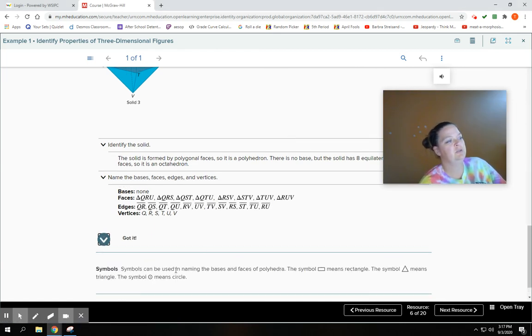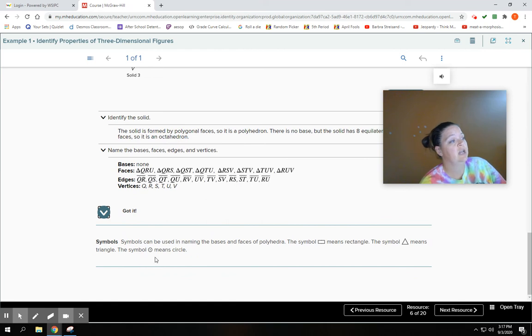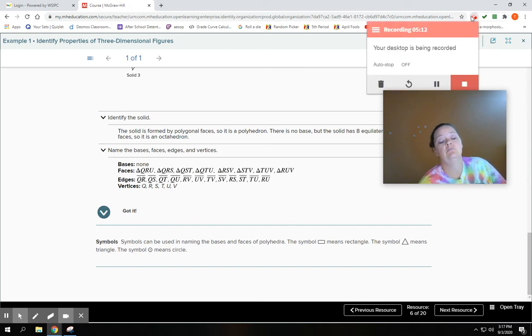Symbols can be used in naming the bases and faces of polyhedra. The symbol that looks like a rectangle means rectangle. This symbol that looks like a triangle means triangle. And the symbol that looks like a bullseye means circle. Make sure you get those into your notes because you will see those more often and you will need to be able to use them in your writing.